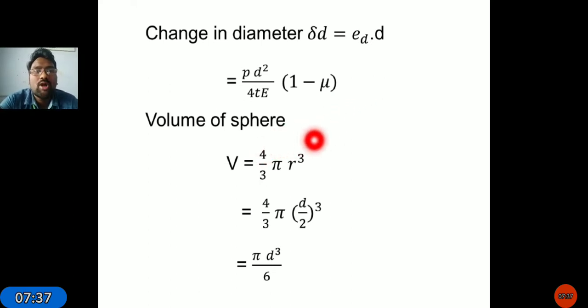Next, coming to the volume of a sphere. Now we are going to calculate the volumetric strain and change in volume. For this, first we need to consider the volume of a sphere, that is 4 by 3 pi r cubed. Next, we write the radius in terms of diameter, so that r is equal to d by 2. In place of r we take d by 2, and by simplifying this equation we get 4 into d cubed by 6, pi d cubed by 6. It is the volume of a sphere in terms of diameter.